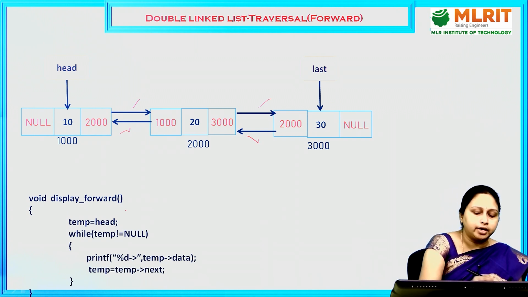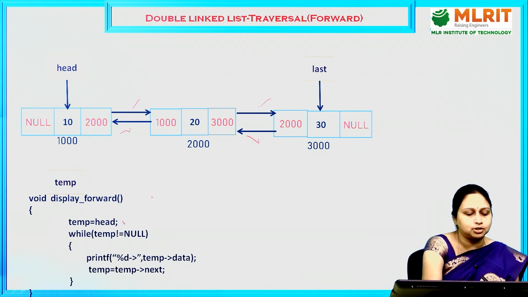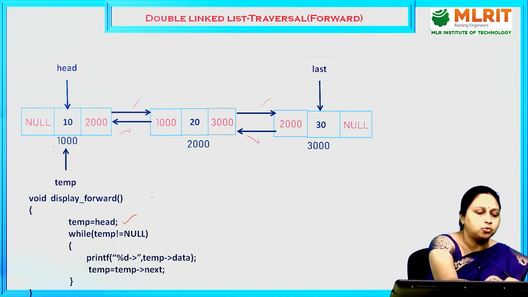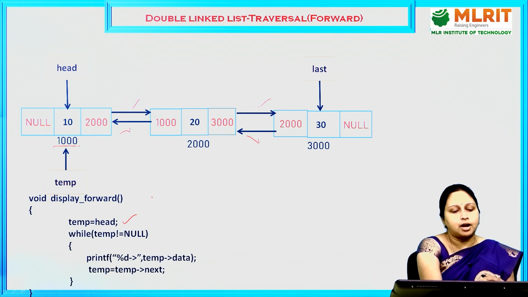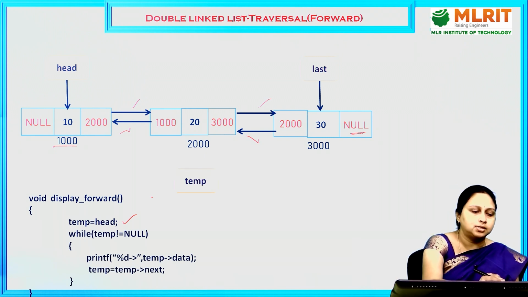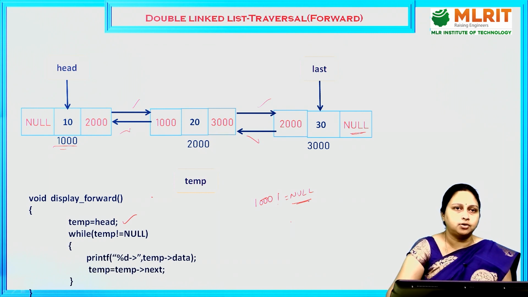Here first we are going to assign temp equal to head. This is your temp value and this is the head value. Now we are going to make the connection. First step, temp equal to head. Now temp is pointing to 1000. Now we need to traverse through the list until you reach the null value, right? While temp not equal to null, yes. What is the temp value? 1000. First condition, 1000 not equal to null. This has to be traversed until it reaches the null value, right?